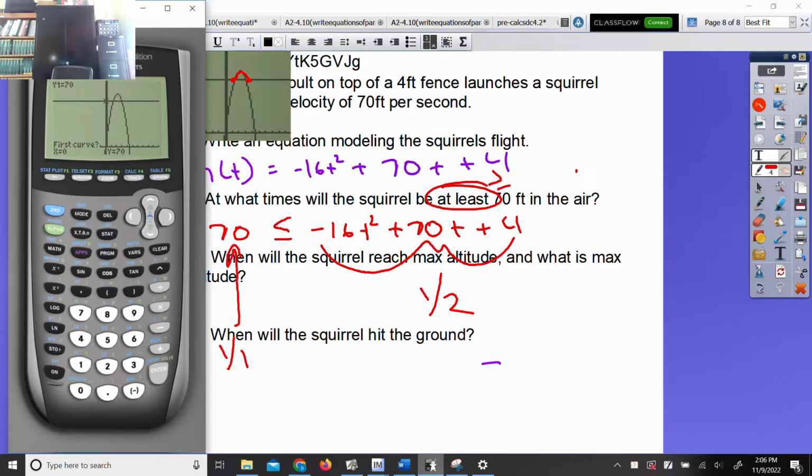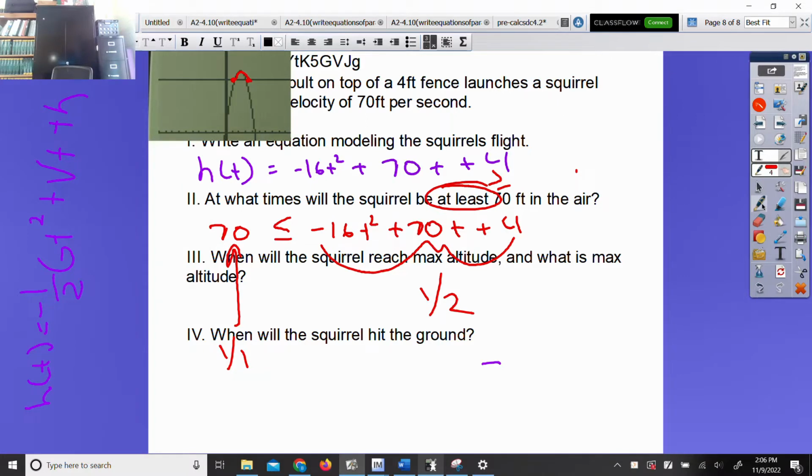You'll have a blinking cursor. Get it close to the left intersection, and then press enter 3 times. It doesn't have to be on the money, just has to be close. Enter, enter, enter. There's the exact time: 1.375 seconds. Wow. That's 1.375 seconds.